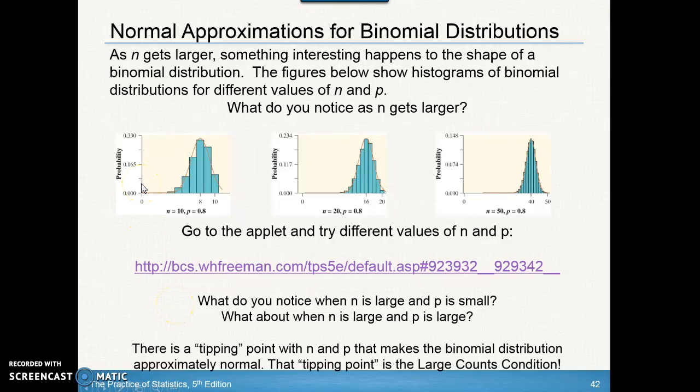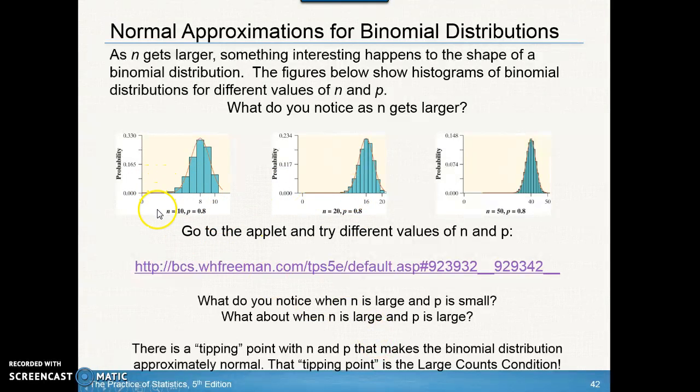Okay, so just make sure from the previous slide that you have taken a look at this applet and played with the values of n and p, and checked to see what happens to your binomial distribution as you change the values of n and p. So let's take a look at these pictures.